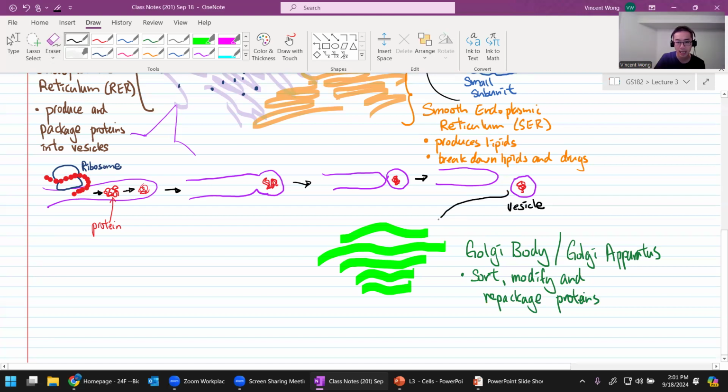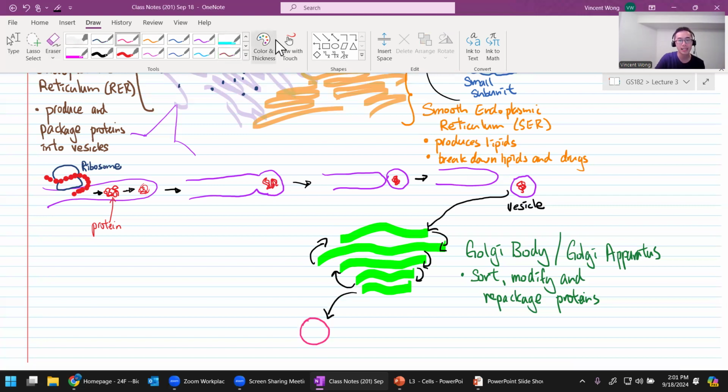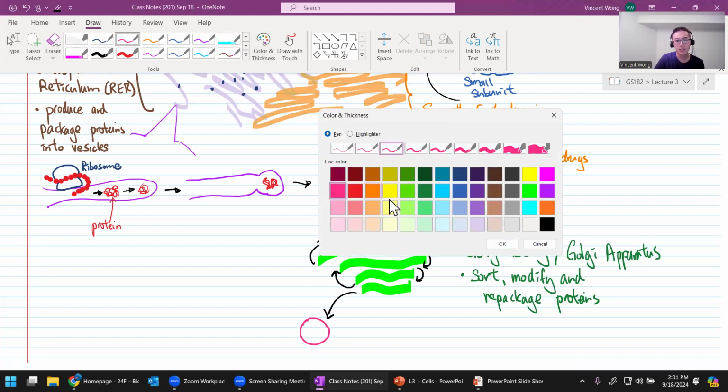The vesicle that is freshly pinched off from the rough ER is going to come and merge with the Golgi body. They will pass the stuff forward, and sometimes they might pass it backward, back and forth a couple of times. But eventually, they are going to create a brand new vesicle. And the content, the inside, is going to have a new modified protein.